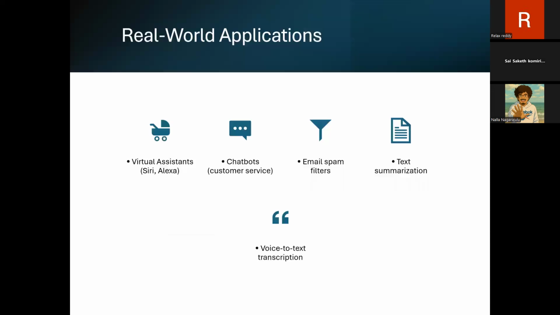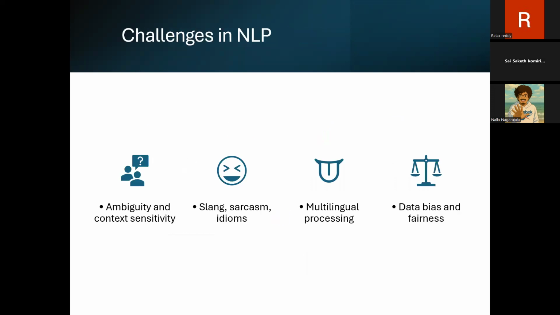So going on with real world applications, NLP has countless applications that we interact with every day without realizing. Virtual assistants like Siri, Alexa, and Google Assistant use NLP to understand spoken commands and provide answers. We have chatbots widely used in customer service, helping users 24 by 7 by answering questions, booking services, or guiding them through issues. Email spam filters use text classification to catch unwanted emails.